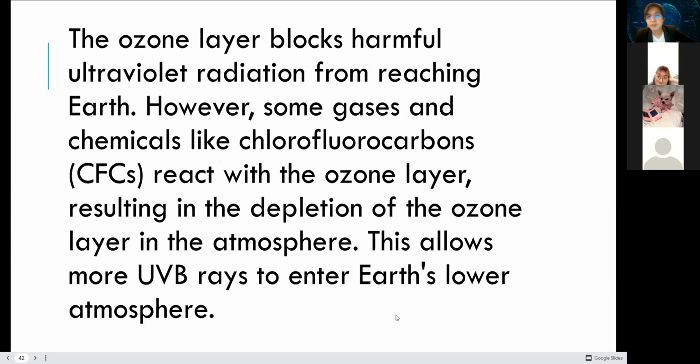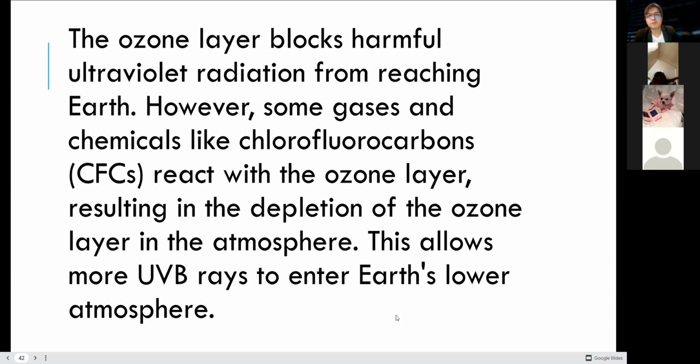However, some gases and chemicals like CFC, or chlorofluorocarbon, react with the ozone layer, resulting in its depletion. This is now the case: depletion of the ozone layer in the atmosphere. This allows more UVB rays to enter the Earth's lower atmosphere. UVB is supposed to be blocked by the ozone layer, but because of harmful gases or greenhouse gases reacting with the ozone layer and making it thin, more UVB rays now enter the Earth's lower atmosphere.